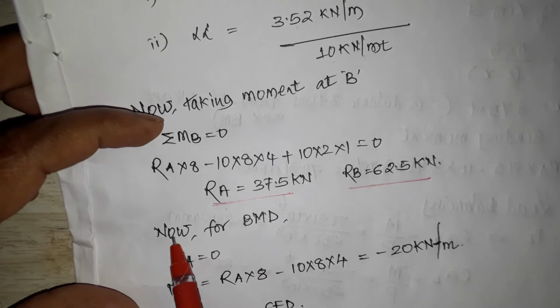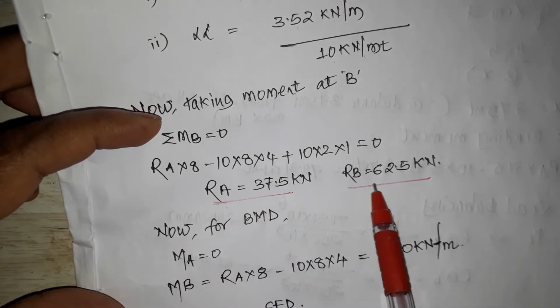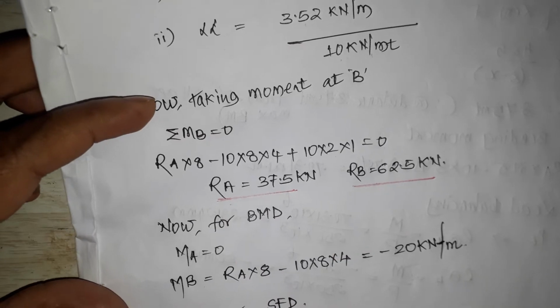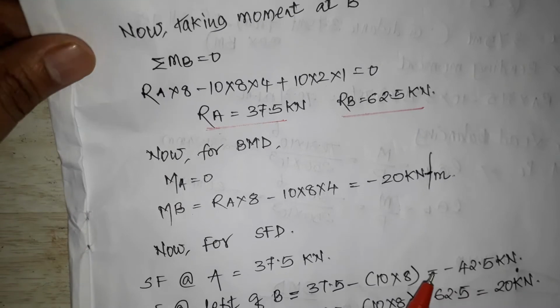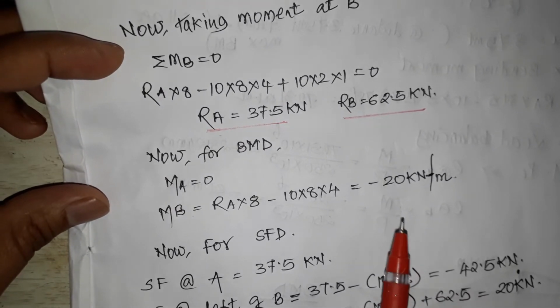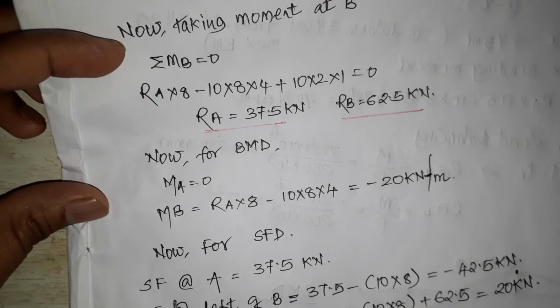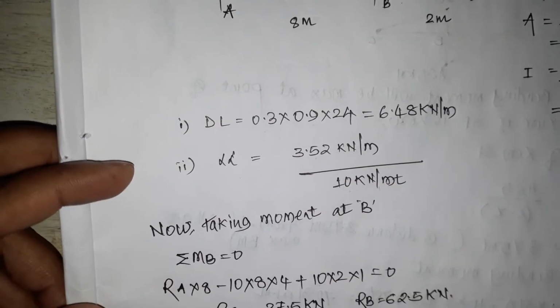Then now for bending moment, MA is equal to 0. After getting RA and RB, you have to go for the calculation of bending moment. Because to get the cable profile we should know the bending moment diagram, the profile of the bending moment diagram. Understood? Then MA is equal to 0, as you know that it is simply supported, so MA will be 0.